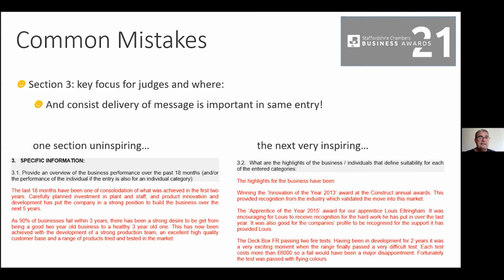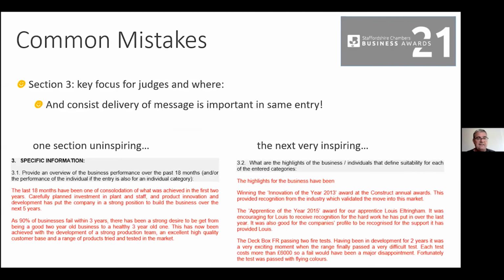Okay, consistency of delivery of message is really important. Here we have one section, uninspiring. This is the same entry, section 3.1, and then straight up to section 3.2. "The last 18 months have been one of consolidation of what was achieved in the first 2 years. Careful planning, investment in plant. As 90% of businesses fail within 3 years, there has been a strong desire to get from being a good 2-year-old business to a healthy 3-year-old one."